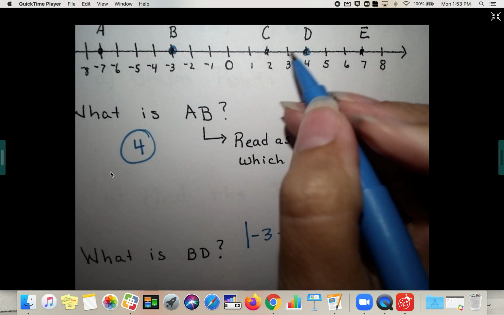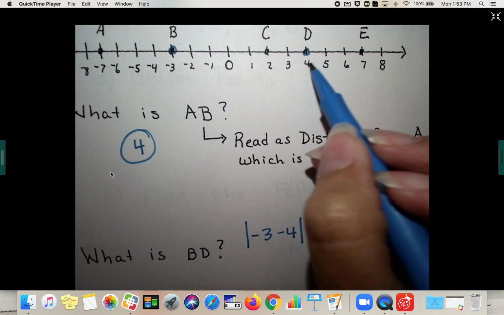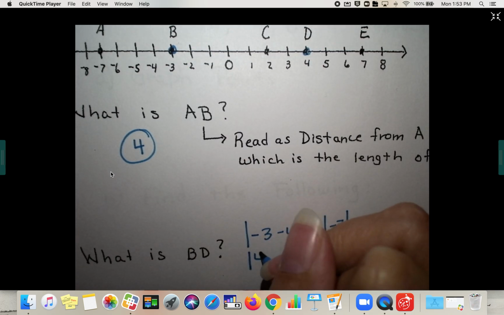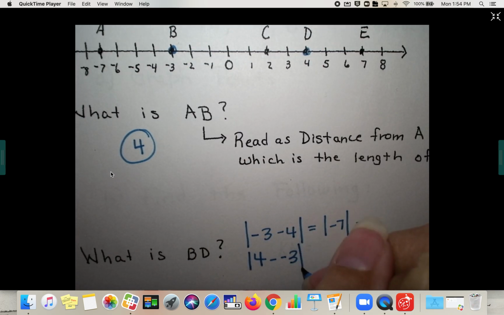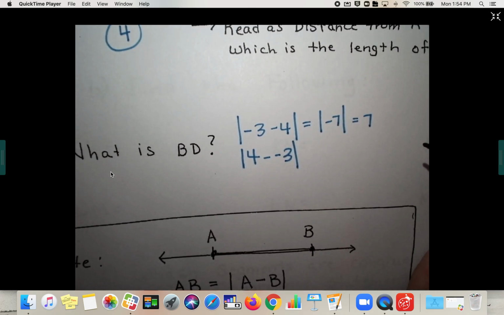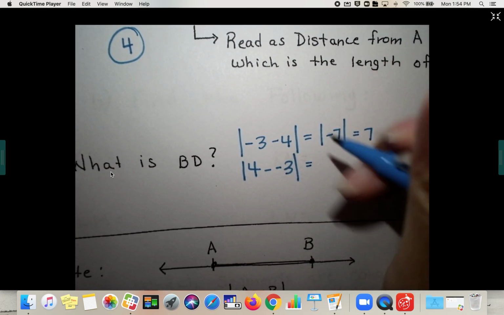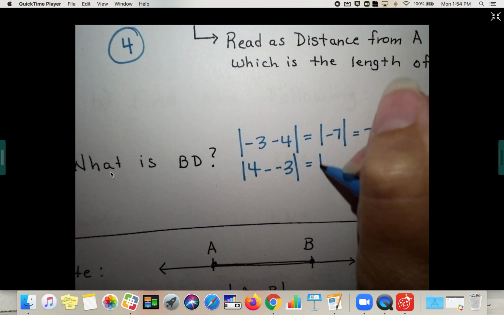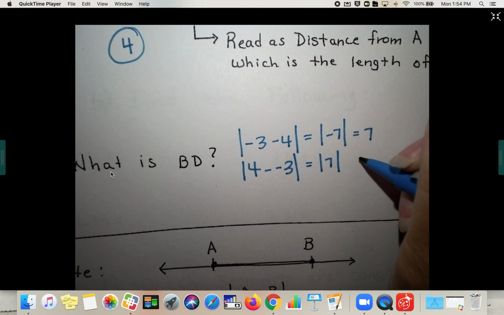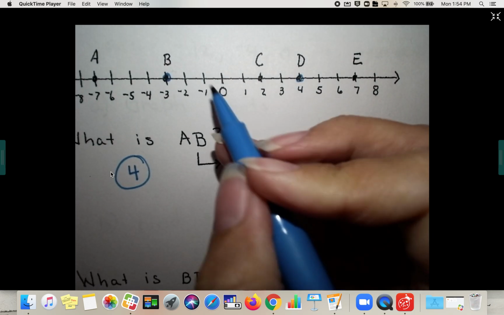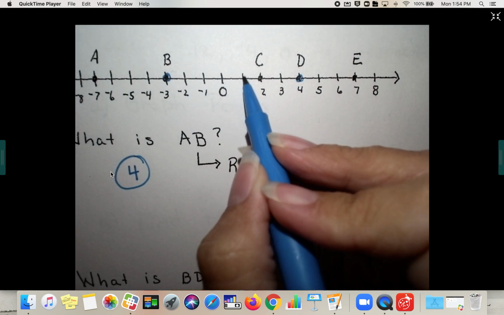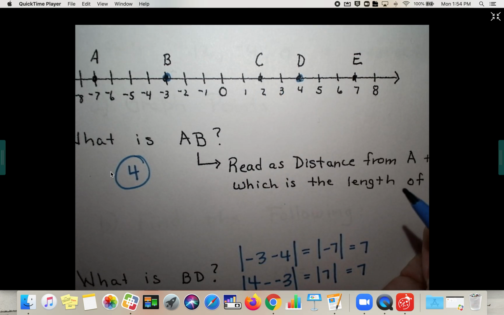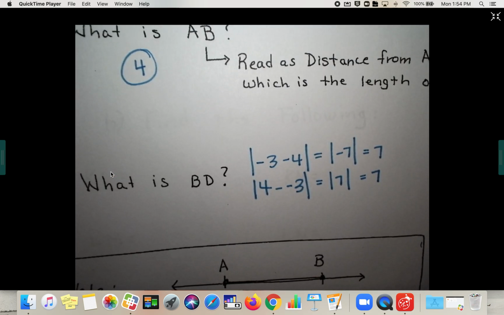Just in that same way, you could have reversed it. We could have said, what's the difference between 4 and -3? So 4 minus -3, and because it's a distance, you're taking the absolute value. That would be 4, minus minus becomes plus, which is +7. And the absolute value of 7 is 7. And once again, you could have just come up here and counted 1, 2, 3, 4, 5, 6, 7. So the distance is 7, no matter which way you choose to do it.